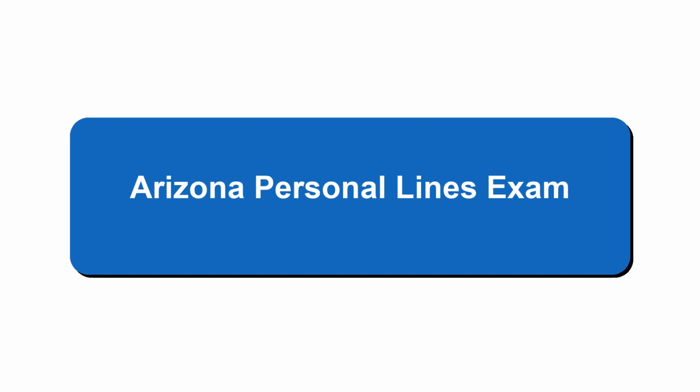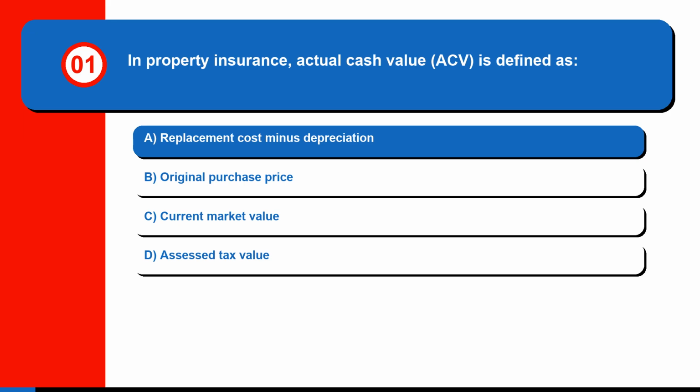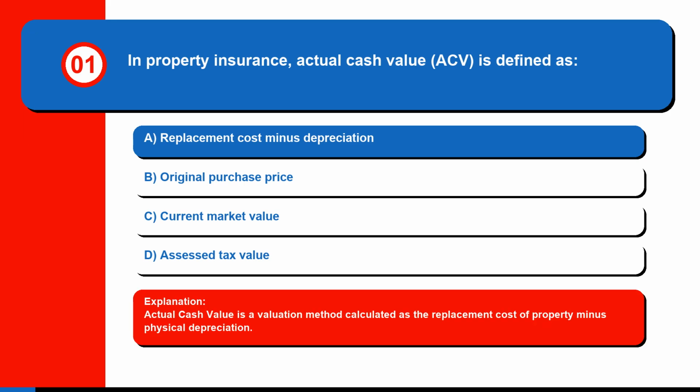Arizona Personal Lines Exam. Question 1. In property insurance, actual cash value, ACV, is defined as A. Replacement cost minus depreciation, B. Original purchase price, C. Current market value, or D. Assessed tax value. The correct answer is A. Replacement cost minus depreciation. Actual cash value is a valuation method calculated as the replacement cost of property minus physical depreciation.